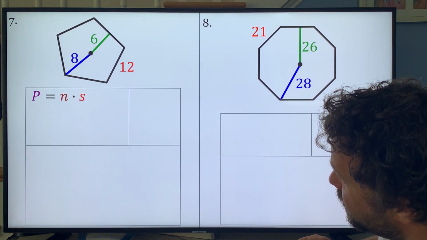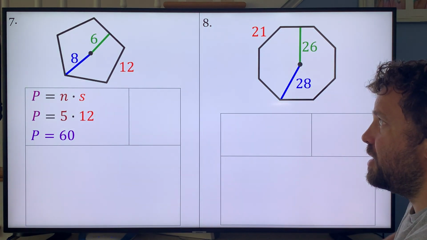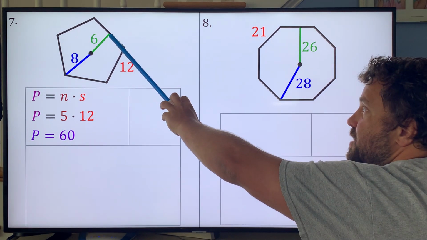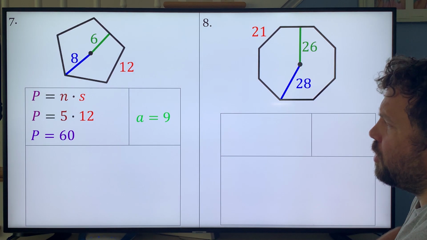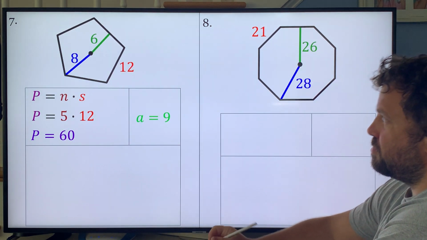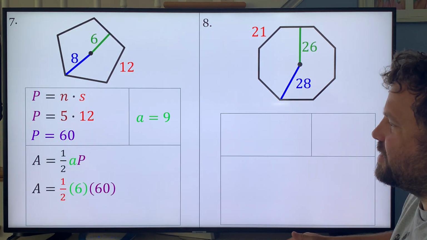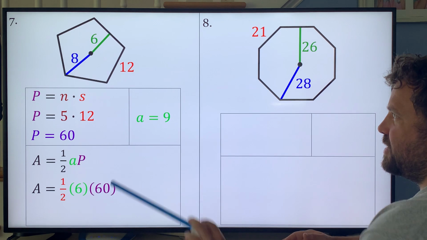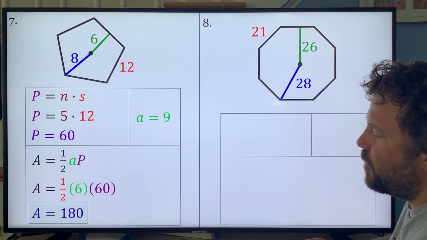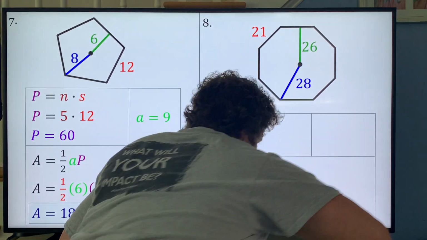All right, the perimeter of a 5-sided figure, a pentagon: 5 times 12 is 60. The apothem is 6 because it goes to the central point. Whoa, I should say 6. It's just the 6 upside down. So 1/2 of 6 times 60 is 180. Funny how I got the right answer, but I got it wrong.